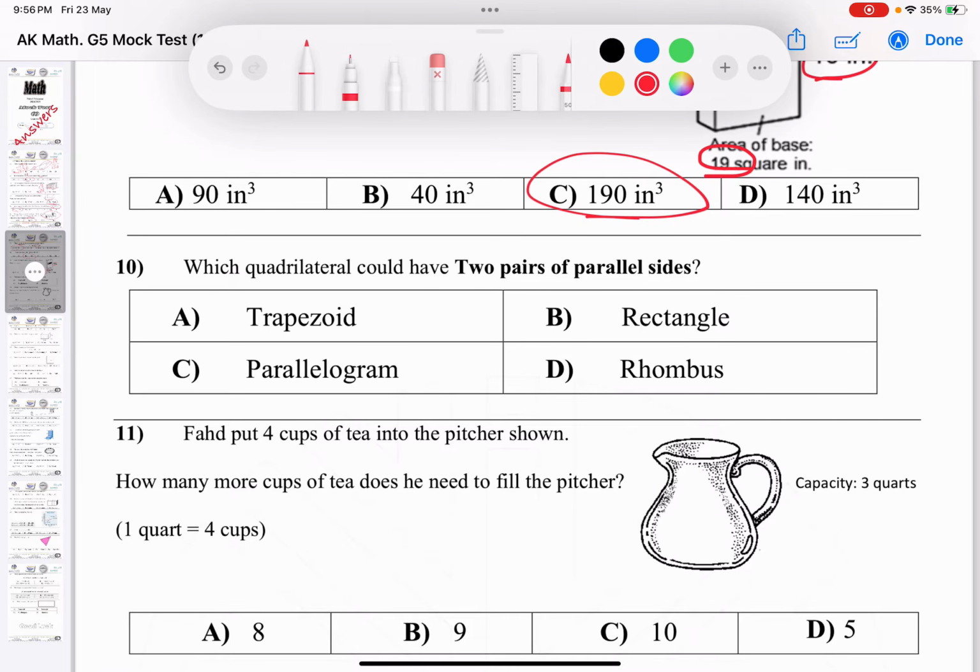But which one has only this property? Meaning it has nothing but this. So if it is only two pairs of parallel sides, it will be a parallelogram. It's not a rectangle. It's a rectangle too, but the rectangle must have a right angle. It's not a rhombus. It's a rhombus too, but in the rhombus we have four congruent sides, or four equal sides. So it will be a parallelogram.